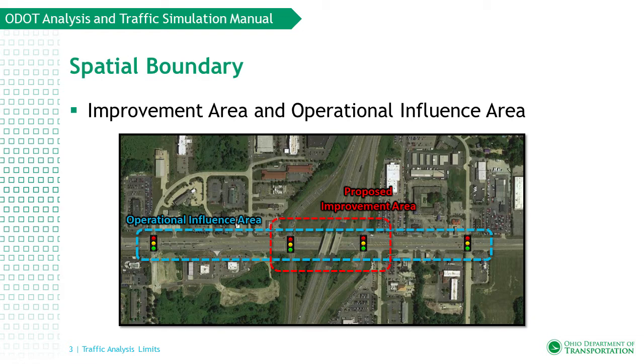In the example here, only the ramp terminal intersections are being improved. However, the operational influence area includes the signalized intersections adjacent to the improvement area.